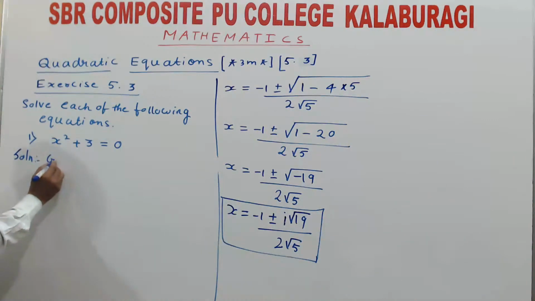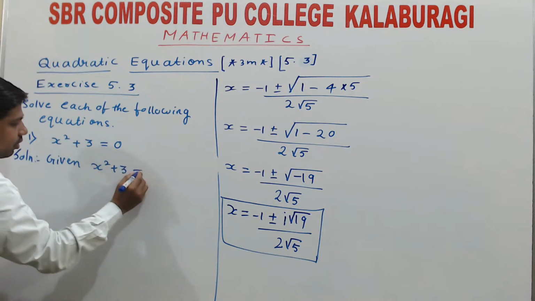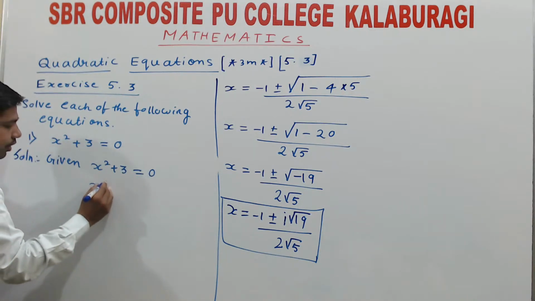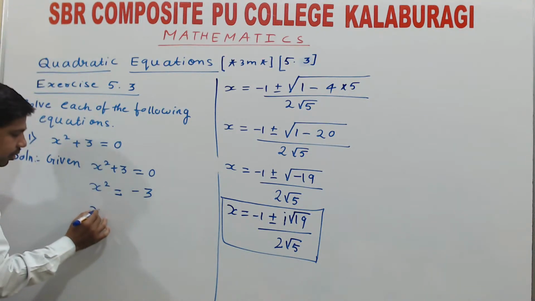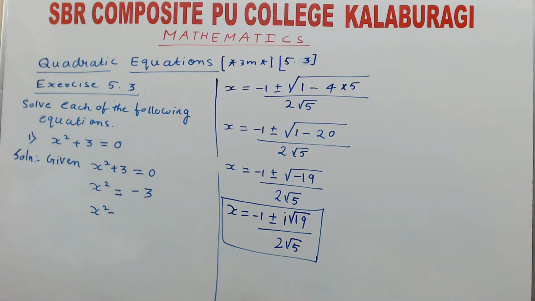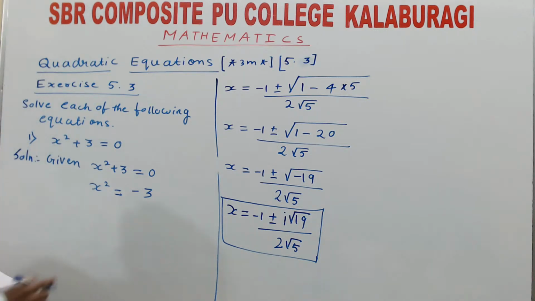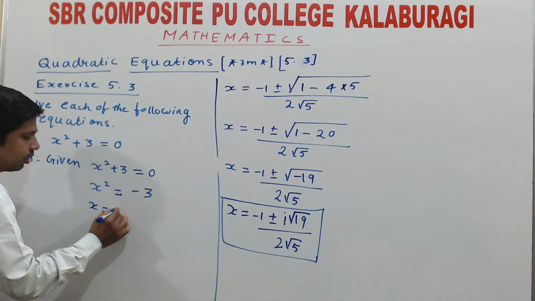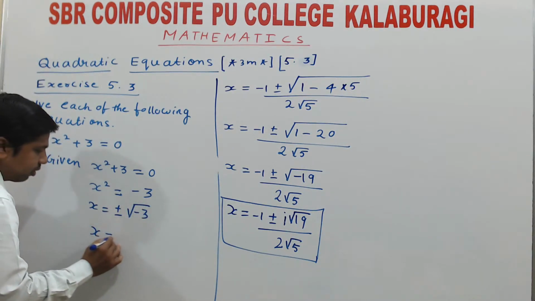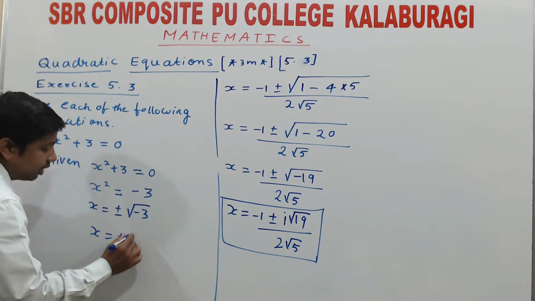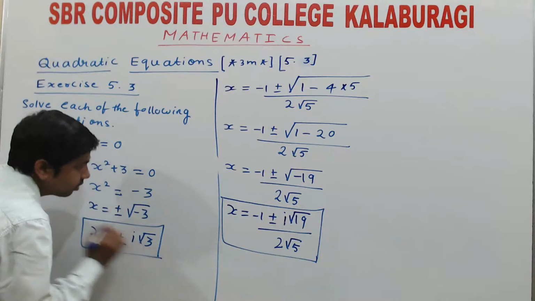Solution. Given is x square plus 3 equal to 0. X square plus 3, the 3 goes to the other side and becomes minus 3. Right? X square equal to minus 3, then x equal to plus or minus root of minus 3. Plus or minus root of minus 3, it is i root 3. Right? Okay.